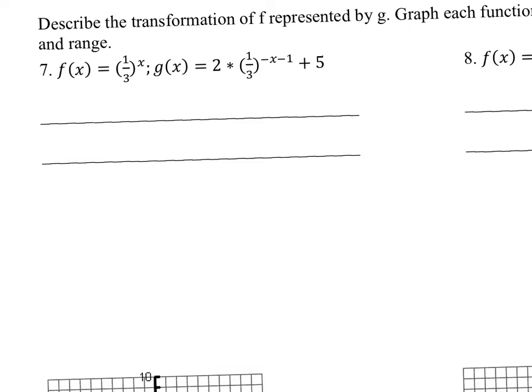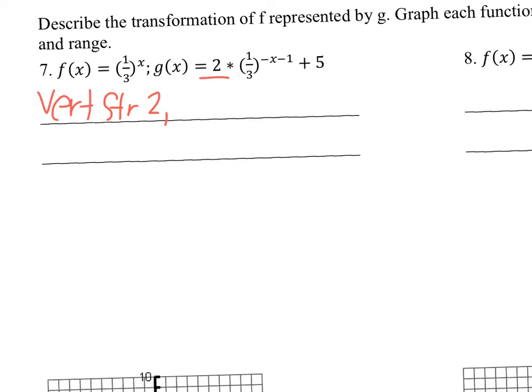So, let's break this down. First things first, we've got this 2 out front. And that 2 means we have a vertical stretch of how much? 2. Looking on, we have a 1/3, but that 1/3 is the same as our parent function over here. So we're going to leave it alone. That 1/3 is not going to affect anything for us.